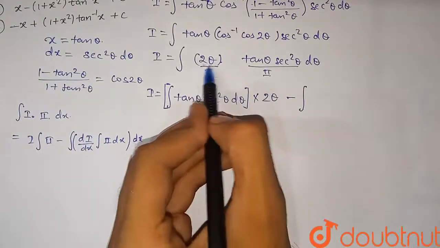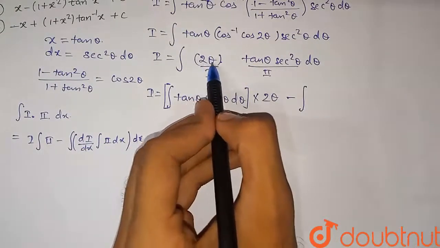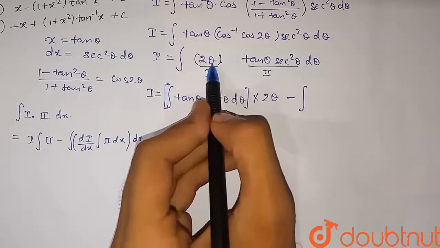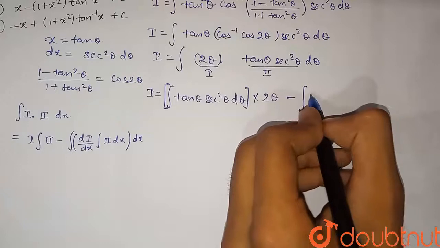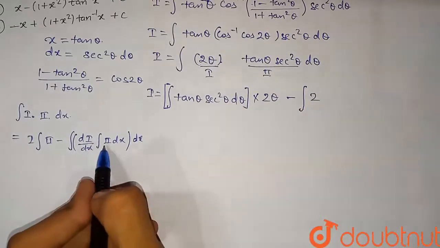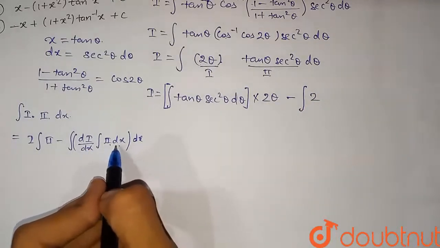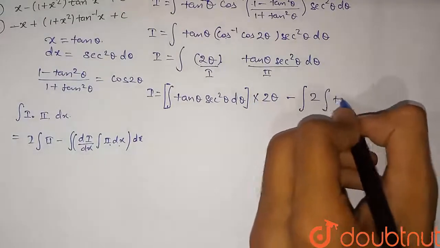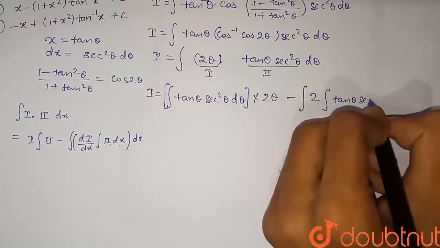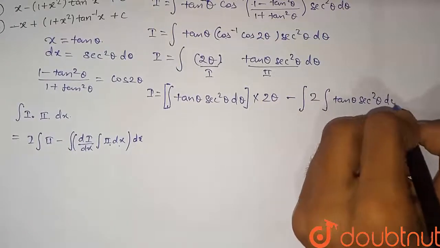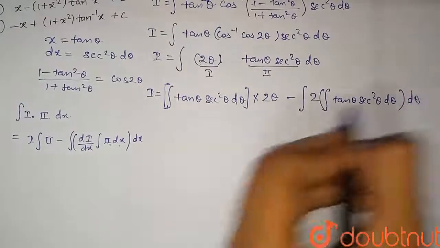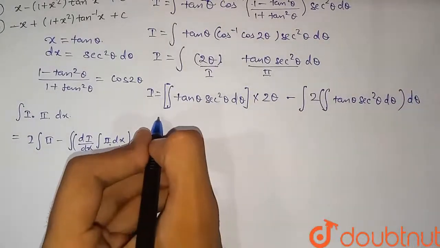So here, differentiation of this first function, 2 theta, with respect to theta will come out to be 2. This is 2 multiplied by the integration of the second function, and then a whole integration. So the integration of this second function, that is integration of sec square theta with respect to d theta, and then again we will put a d theta here. So basically this is the integration, and further we will proceed.